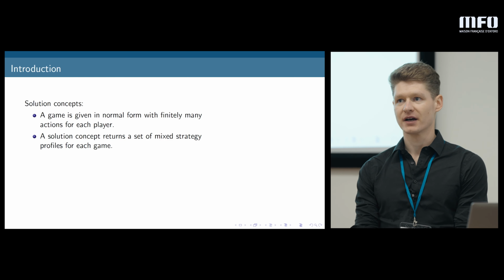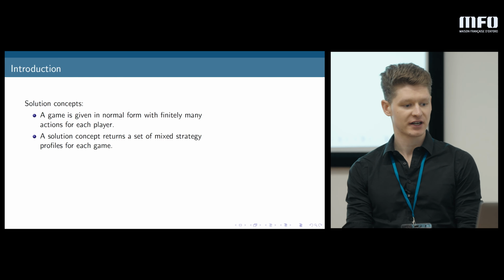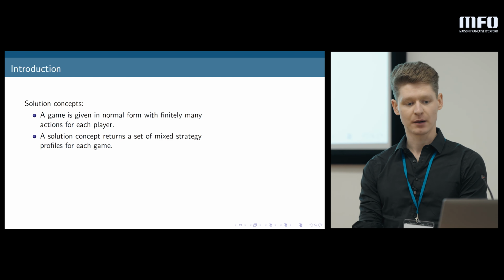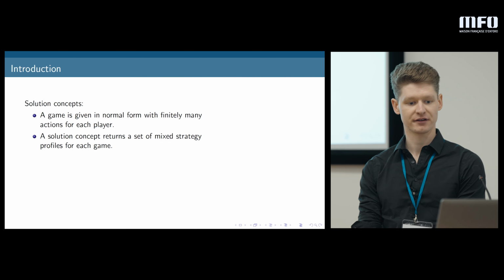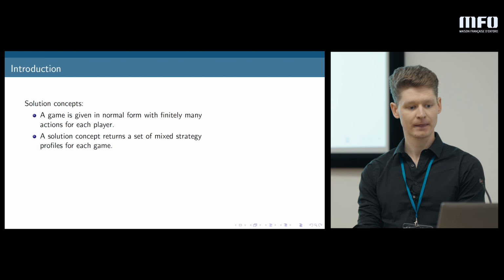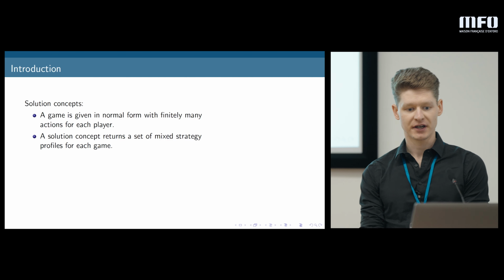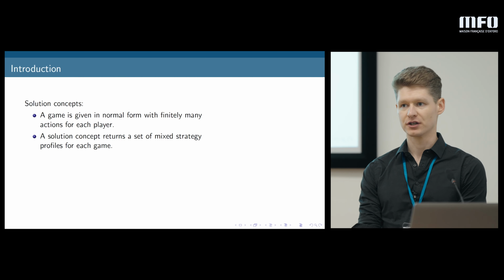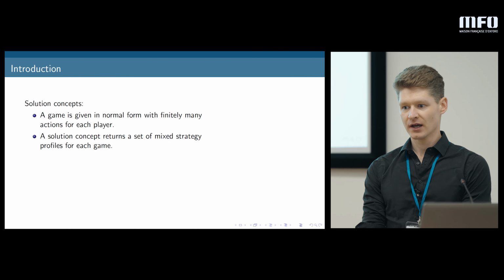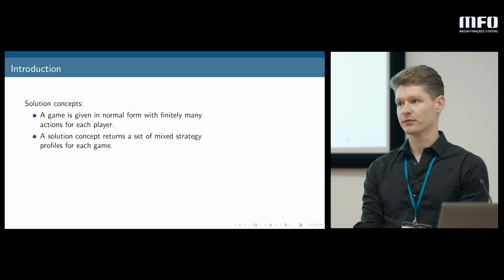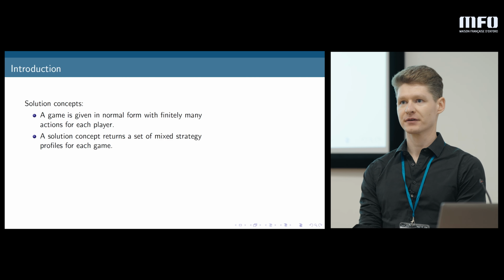The setup that I'll be talking about is very, very classical. So we consider finite normal form games. So every player has a finite set of actions and the game is given in normal form. And then a solution concept returns for every game a set of mixed strategy profiles. Good, so one solution concept would be Nash equilibrium, of course.